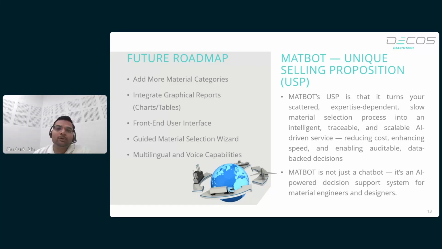Now, let's talk about what is so unique about Matbot. I hope I have already answered this question based on all the discussions we had and during the live demo also. But then also I would like to summarize it. So the answer to its uniqueness is turning your scattered, expertise dependent, or slow material selection process into an intelligent, traceable, and scalable AI driven service, which results in reduction of cost, quick decision making, and makes you more compliance ready than ever, right?